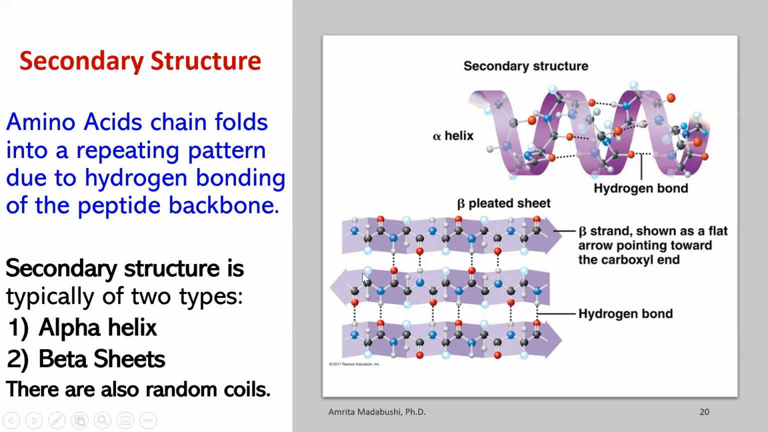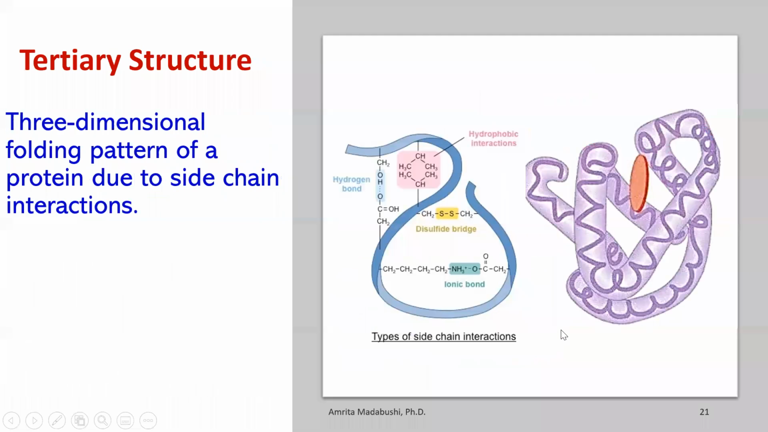And then there is beta pleated sheet. Beta pleated sheet means pleats, like you fold the paper in a certain way for making origami, like a little fan kind of. That's the beta pleated sheet. And then these are connected by the hydrogen bonds. And do you remember there is hydrogen bond even in DNA? So not uncommon to have that hydrogen bond. So you can see beta strands are shown as flat arrows pointing towards the carboxyl group, and this is how it looks like.